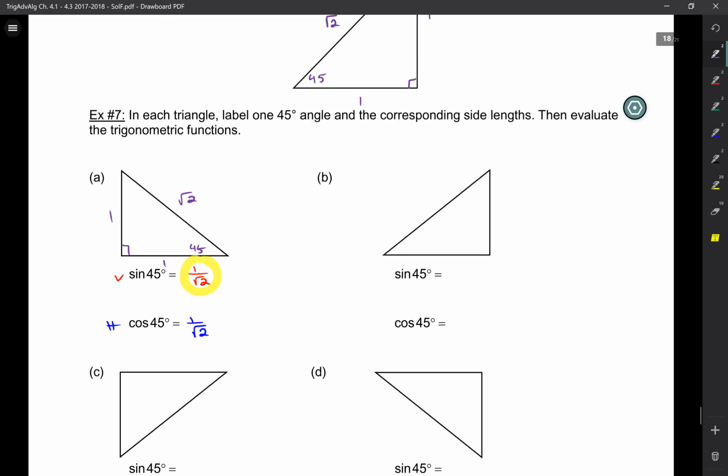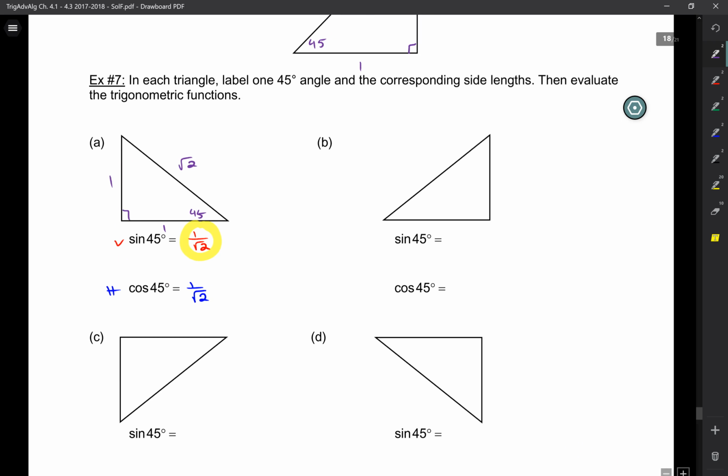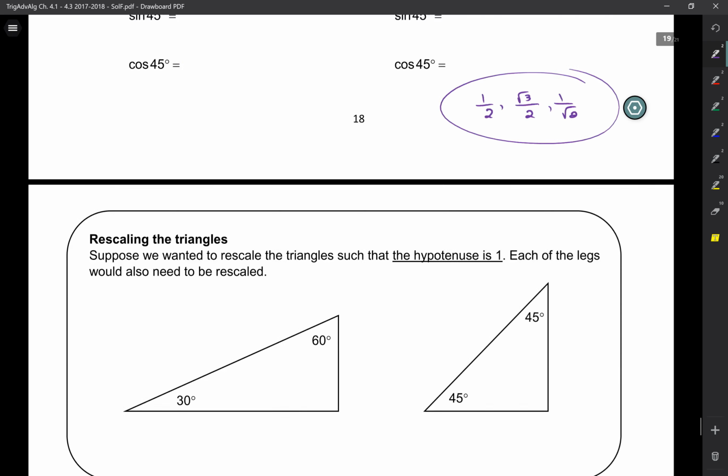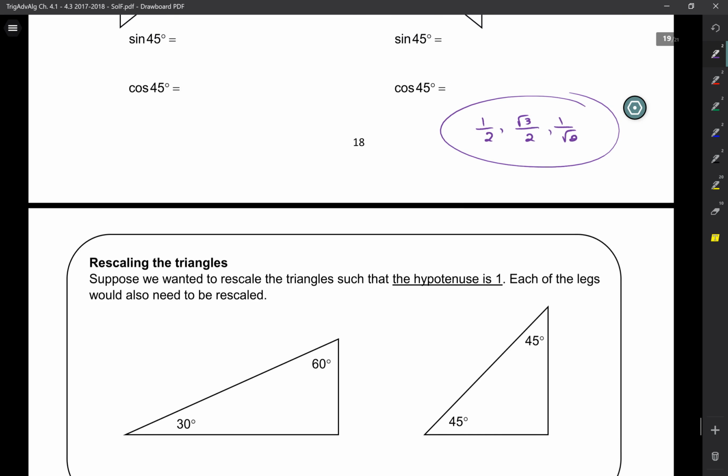Okay, now, this is all fine when you have sides of 1, 1, root 2, or when you have sides of 1, root 3, and 2. That's all fine when we're taking geometry. But then when we move on, and when we have to talk about the unit circle, right? What's the big deal about a unit circle? What is a unit circle? A unit circle is a circle that has a radius of 1.